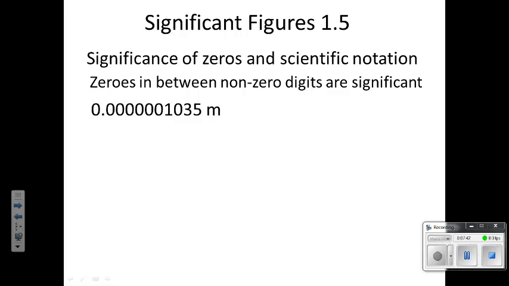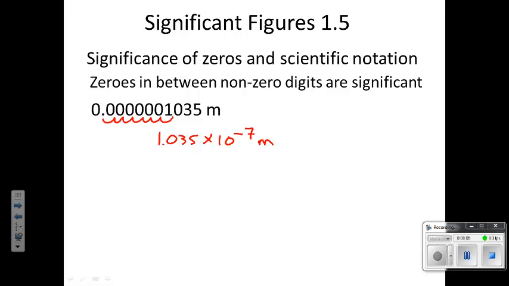But there are more rules about zeros, fortunately. Significance of zeros: zeros in between non-zero digits are significant. So here, yes, there are some zeros out in front, but if I'm going to write this in scientific notation, I wouldn't take the 0 out of here, right? I would write 1.035 times 10 to the minus 7 meters.